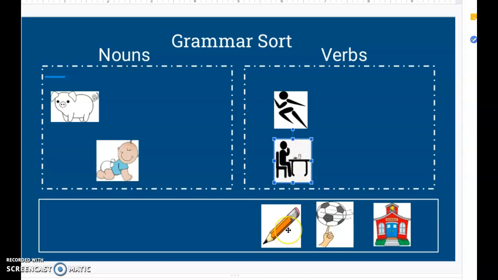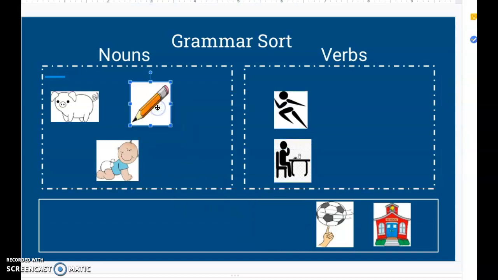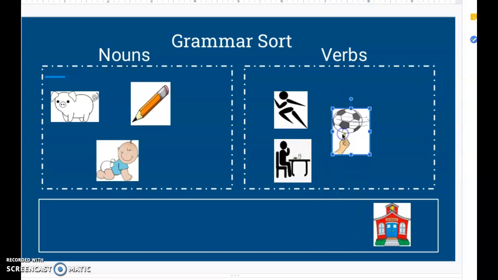A pencil. A pencil isn't a person, a place, or an animal, but it is a thing. Then spinning. You can either spin a ball on your finger or you could spin your body. So that is an action. And the last one is a school, and that's a place that you can go.